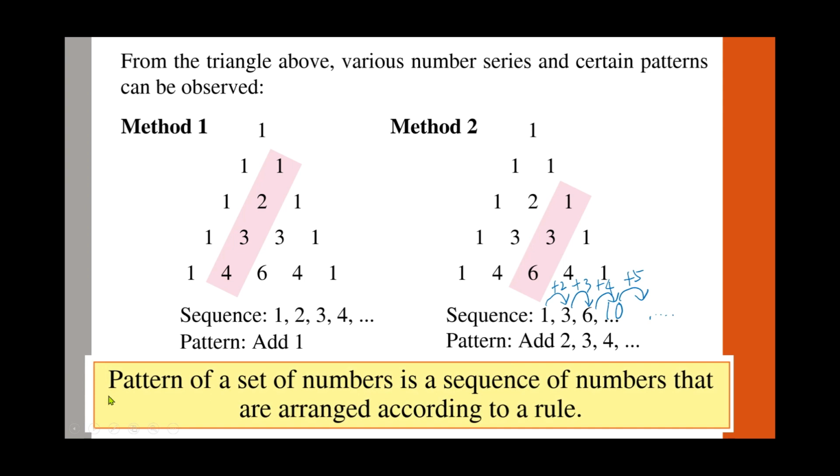Okay, the meaning of a pattern. Pattern of a set of numbers is a sequence of numbers that are arranged according to a rule. So this part is about pattern of a set of numbers. Previously, we learned the meaning of pattern only. It is a repetition based on a certain rule, right? So now when it comes to pattern of a set of numbers, it is a sequence of numbers that are arranged according to a rule.